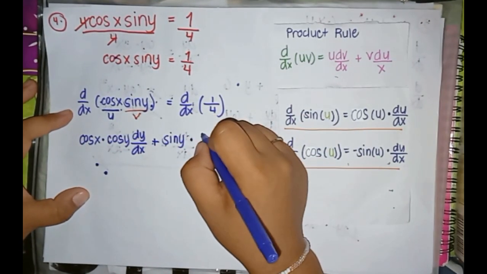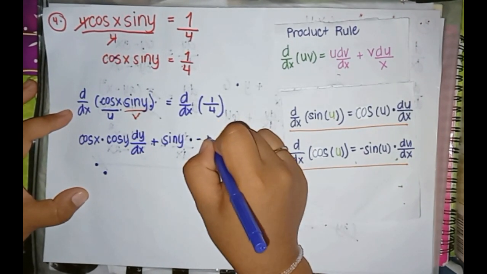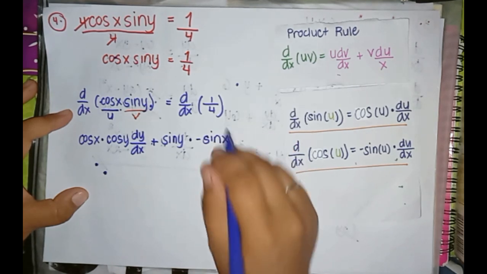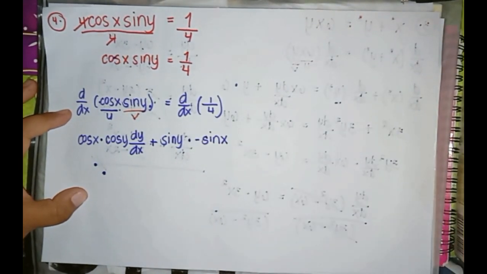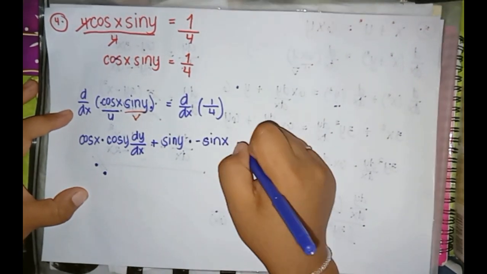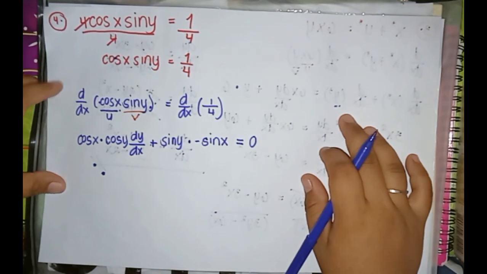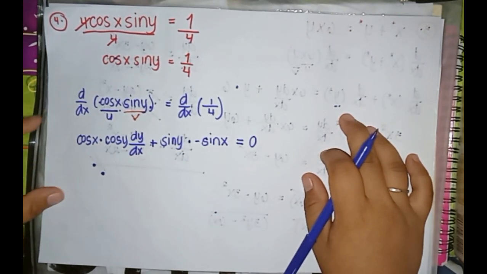So our u here is cosine, and the derivative of cosine is negative sine of x. Now since our u in this part is just x and the derivative of x is 1, so we no longer have to write it, is equal to the derivative of the constant, 0. So right now let's simplify this equation.